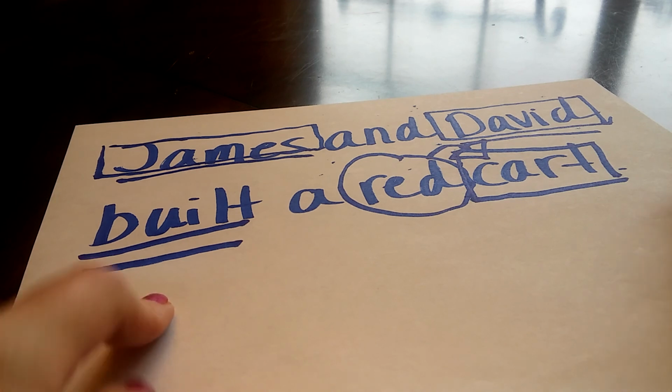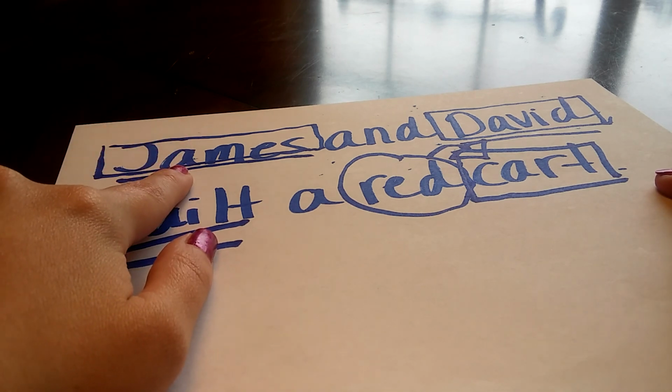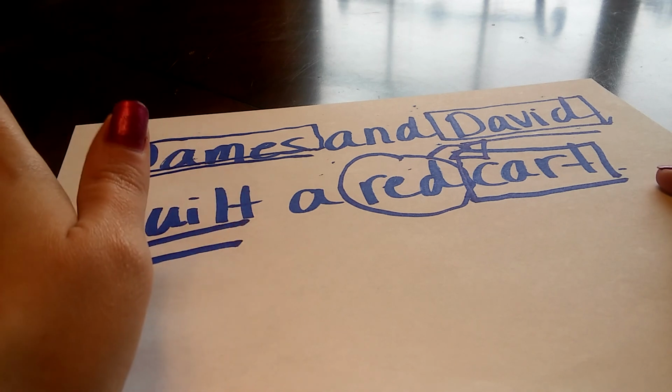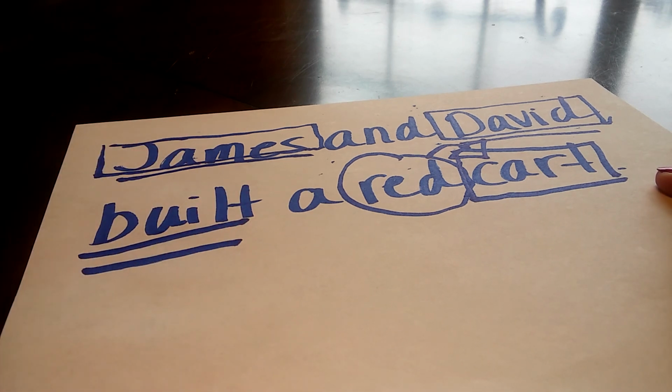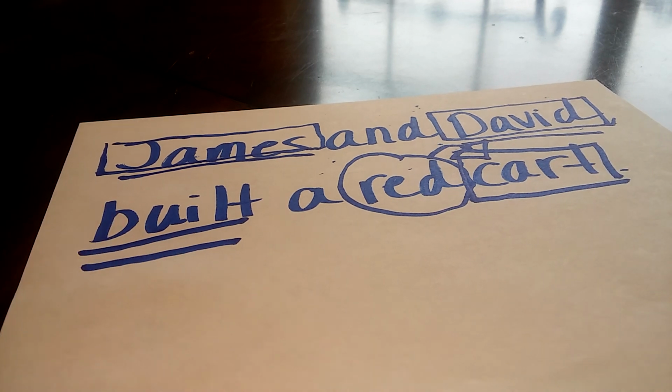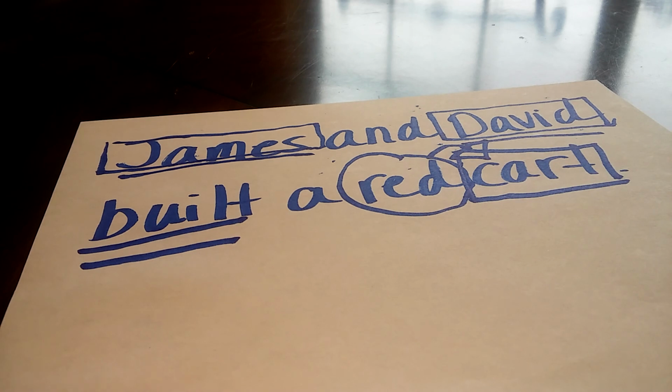Remember, there's always going to be a subject in your sentence, like James and David, and there's always going to be a verb in your sentence, like built. But there are not always adjectives or adverbs in every sentence.